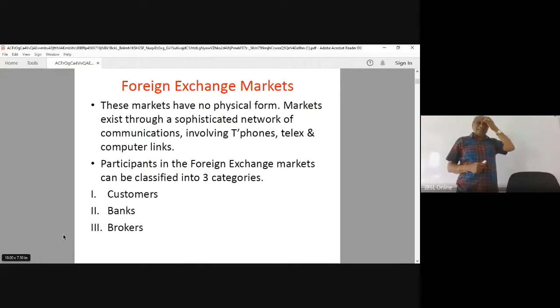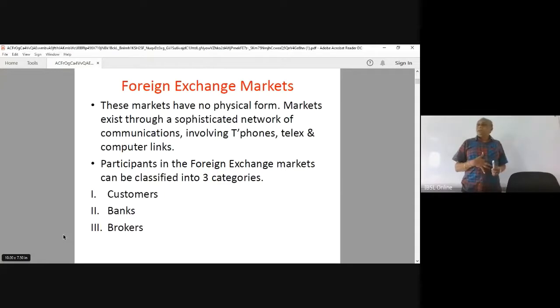I have an oversold position of 100 million. So that means I have paid a lot of import bills and I am short of dollars. I have an oversold position, right?